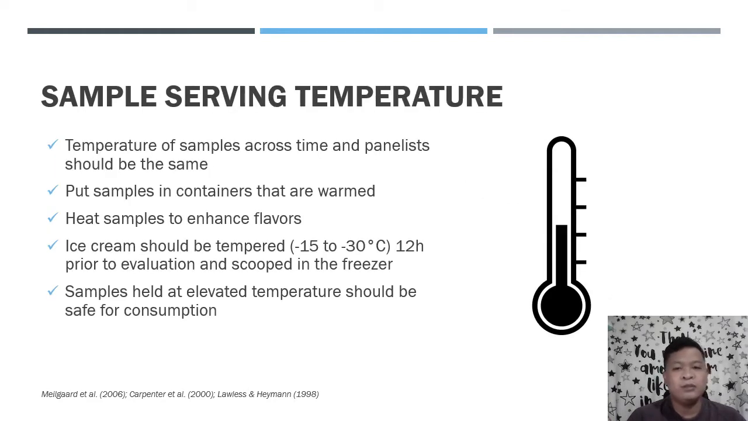As a general rule, we want to keep hot foods hot and cold foods cold at the proper temperatures. We're looking at ice cream and coffee and soups here, for example. Again, the temperature of the samples across time and panelists should be the same. So whether you're serving it at 8 in the morning or at 4 in the afternoon, it should be within a certain range.